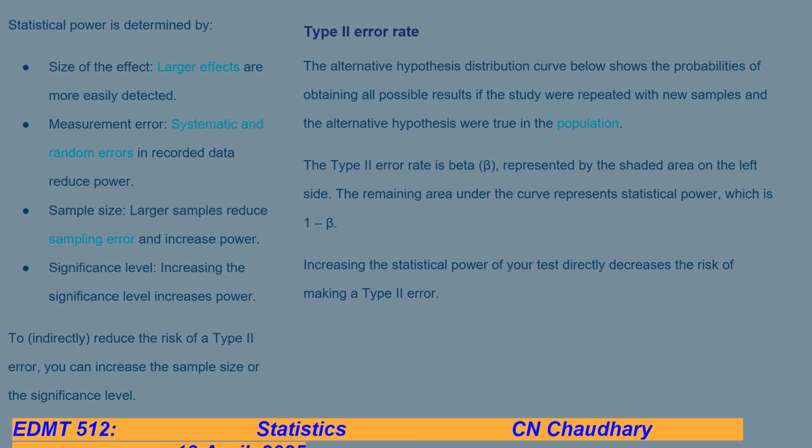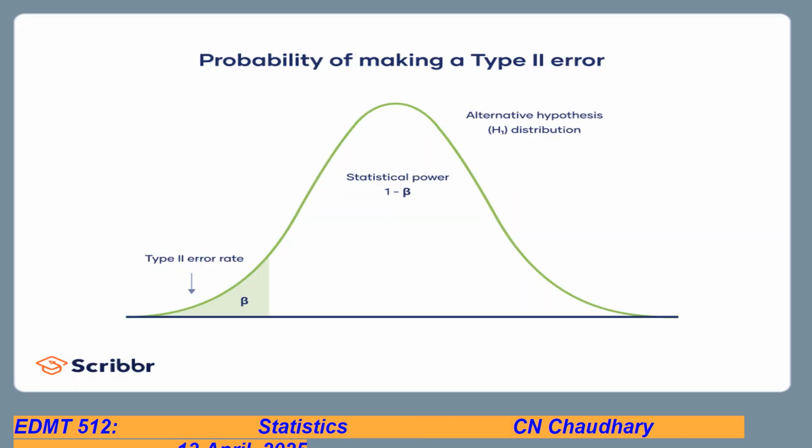Statistical power is determined by the size of the effect: larger effects are more easily detected. Measurement error: systematic and random errors in recorded data reduce power. Sample size: larger samples reduce sampling errors and increase power. Significance level: increasing the significance level increases power, which indirectly reduces the risk of a type 2 error. We can increase the sample size or the significance level. Here you can see the type 2 error graphically.